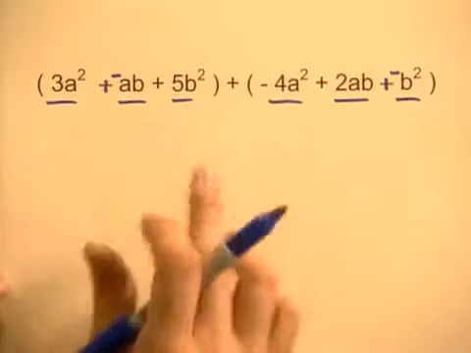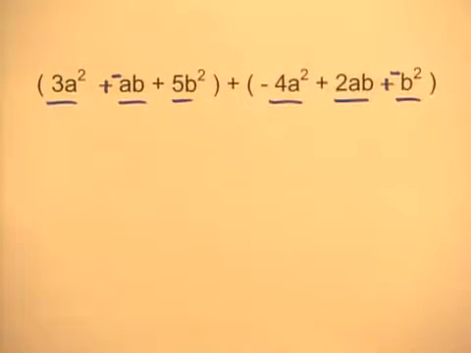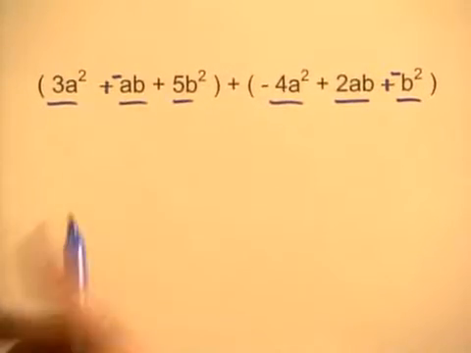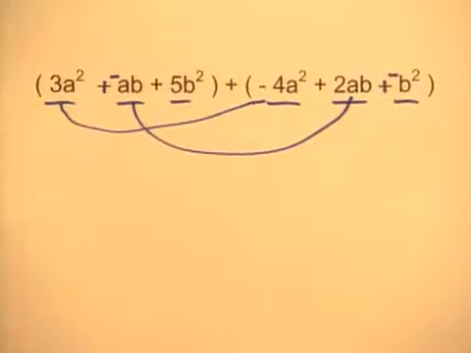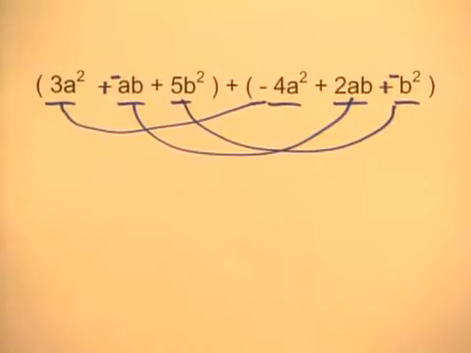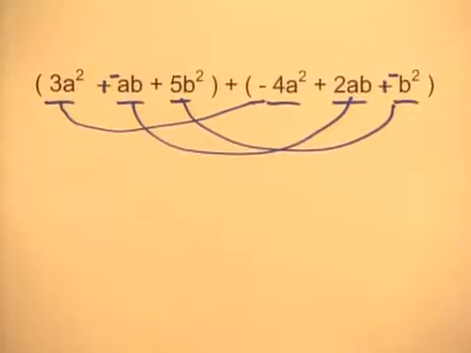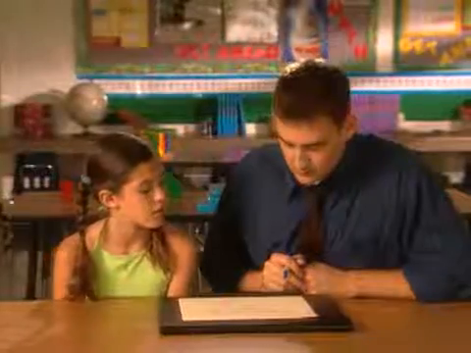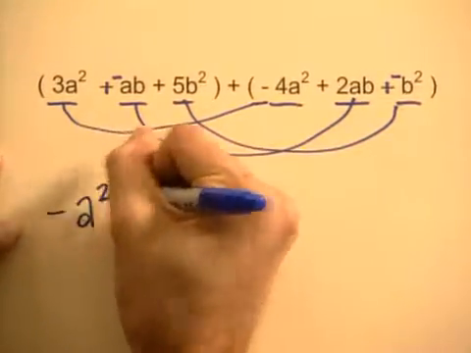Hannah, I want to look at terms that are alike. Okay, I've got 3a squared. What's like 3a squared? Which one is like 3a squared? Negative 4a squared. That's right. Negative ab. Is there another term like negative ab? 2ab. 2ab. Which one is like 5b squared? Negative b squared. That's right. Okay, now we're going to add them together. 3a squared plus negative 4a squared is what? Negative a squared. That's right. Negative 1a squared, or just negative a squared.